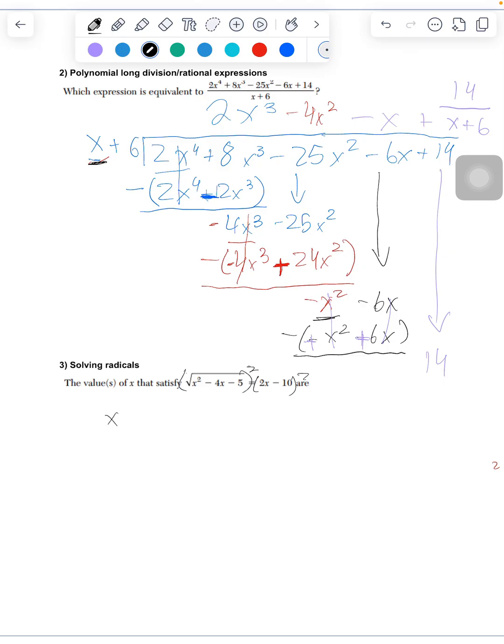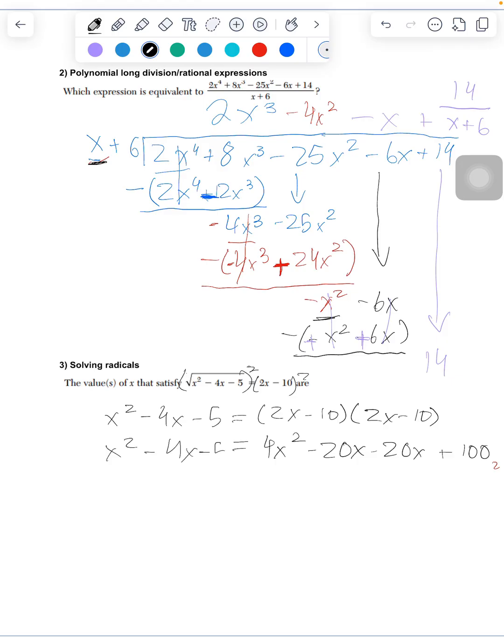So I'm just going to have x squared minus 4x minus 5 equals 2x minus 10 squared. So that's 2x minus 10 times 2x minus 10. We obviously have to expand this. 2x times 2x is 4x squared. 2x times negative 10 is negative 20x. Negative 10 times 2x is, again, negative 20x. Negative 10 times negative 10 is positive 100. I'm going to bring this down.